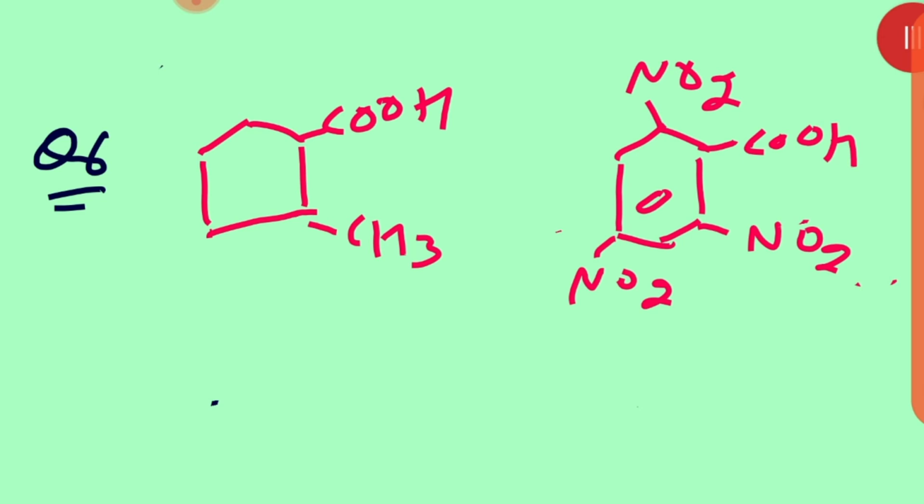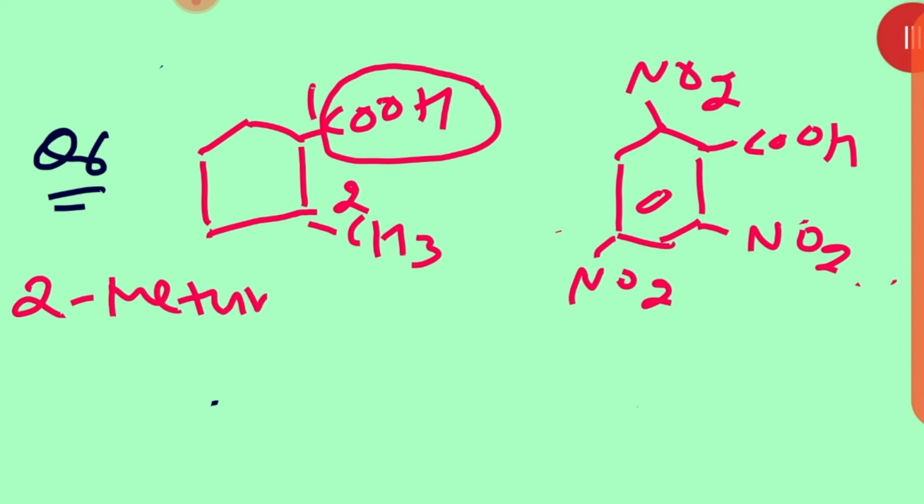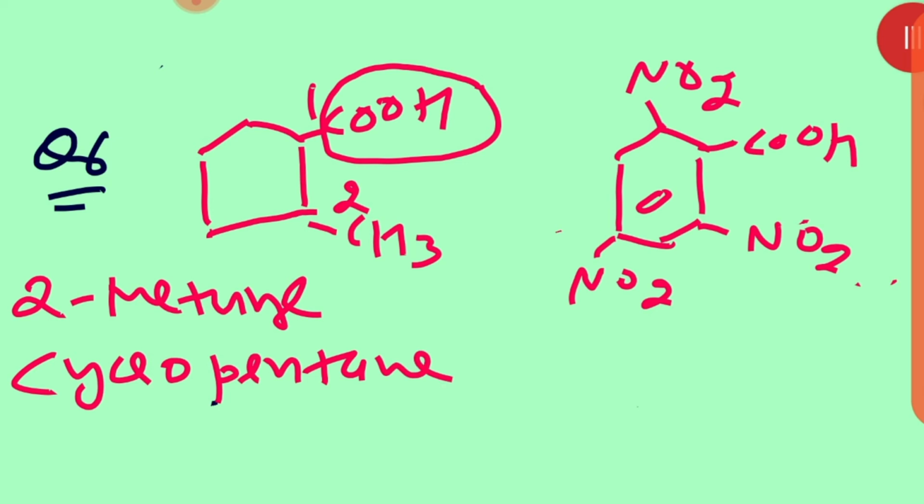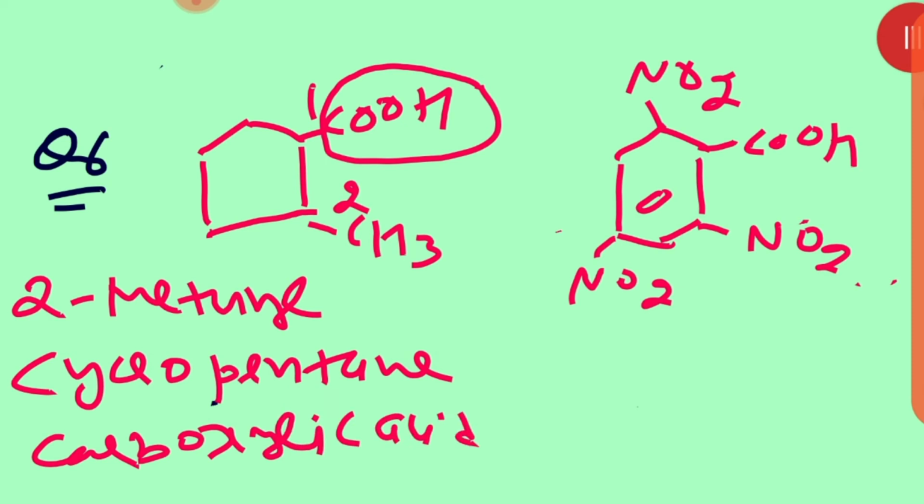2-methyl cyclopentane carboxylic acid, 1 is 2. This is the main functional group. Then it becomes 2-methyl cyclopentane carboxylic acid. Okay, cyclopentane carboxylic acid, we can use it directly.